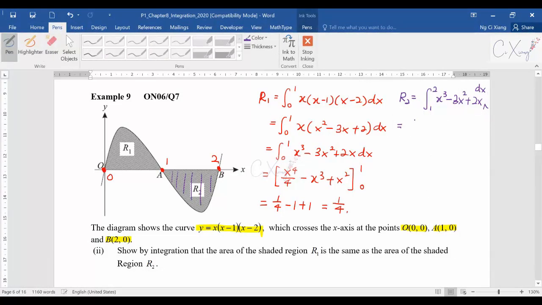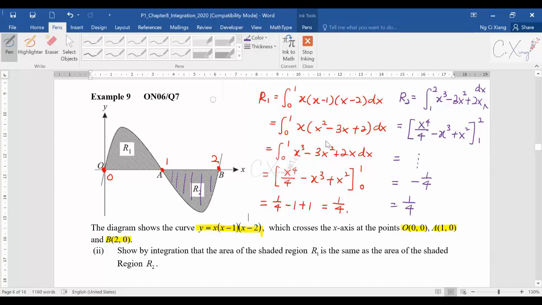Okay? Right. So again, you will have x power 4 over 4 minus x power 3 plus x power 2, and then we put in 2 and 1. I won't show you the detail of the steps anymore. If you didn't make any careless mistake, you will get 1 over 4, and I will just put it as 1 over 4 for the area.